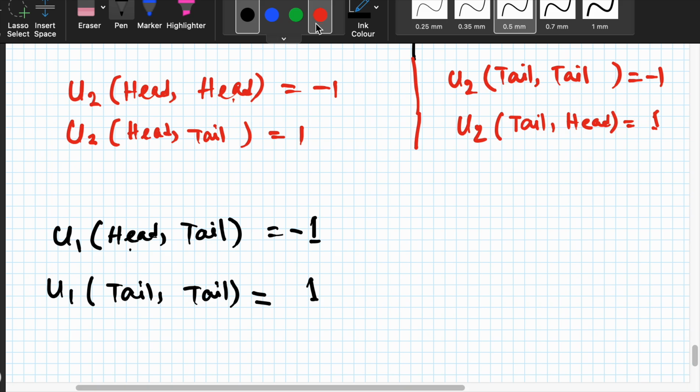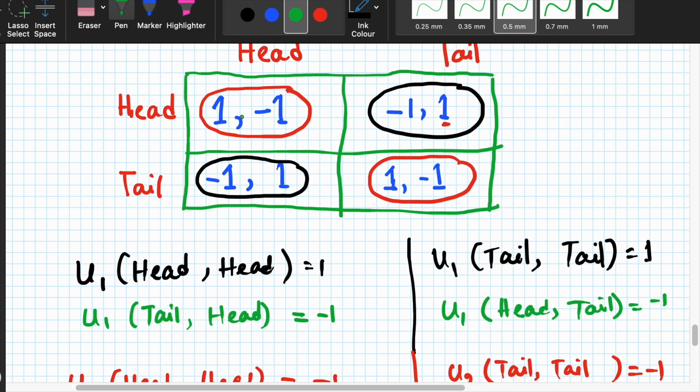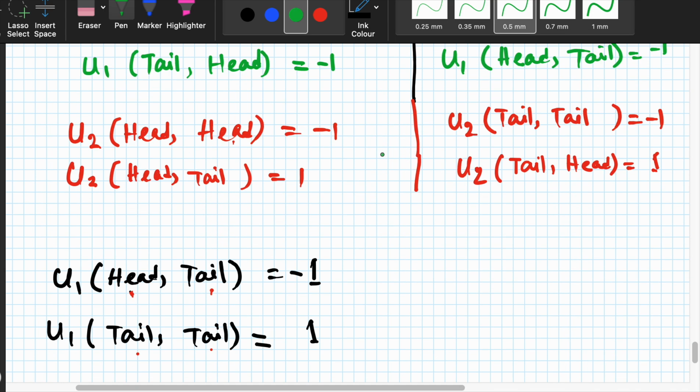Here we are saying that there is an incentive for player 1 to change his strategy from this action profile when player 2's strategy remains fixed. Player 1 has an incentive to unilaterally change his strategy from head to tail, because it will give him a payoff of 1, which is better than -1. So the strategy corresponding to head and tail is not a Nash equilibrium.